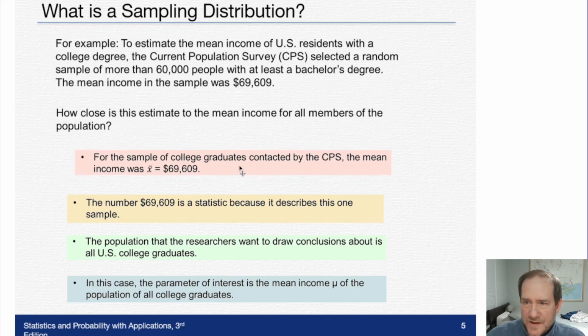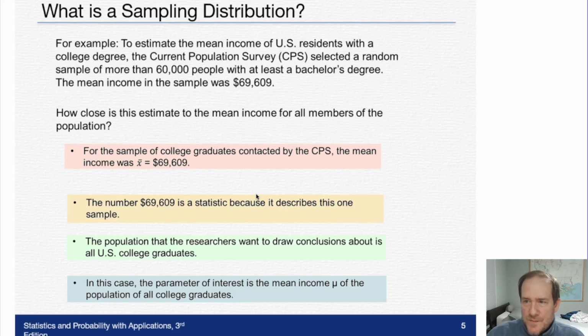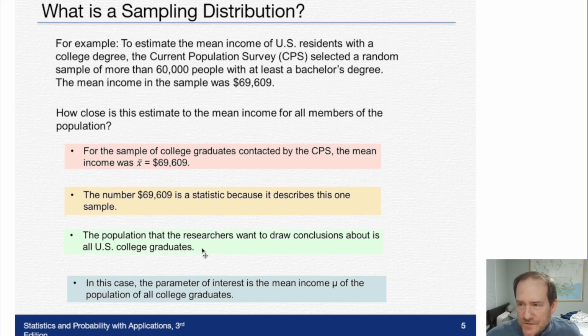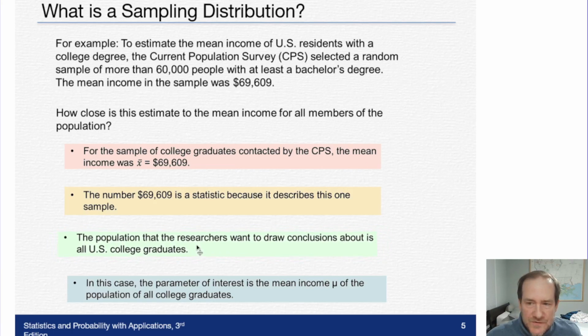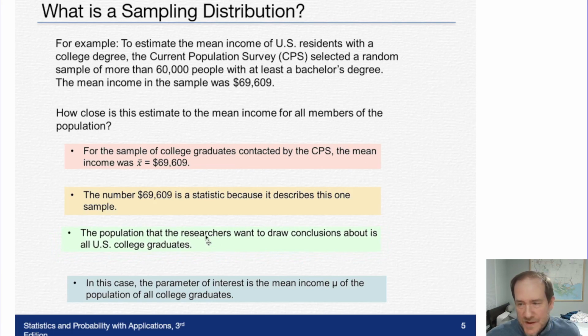So here in pink it says for the sample of college graduates contacted by CPS, the mean income was $69,609. So that mean income, that's a sample statistic. It says the number 69,609 is a statistic because it describes this one sample. It says the population that the researchers want to draw conclusions about is all U.S. college graduates. So this one here in green, that's describing who the sample is at all.